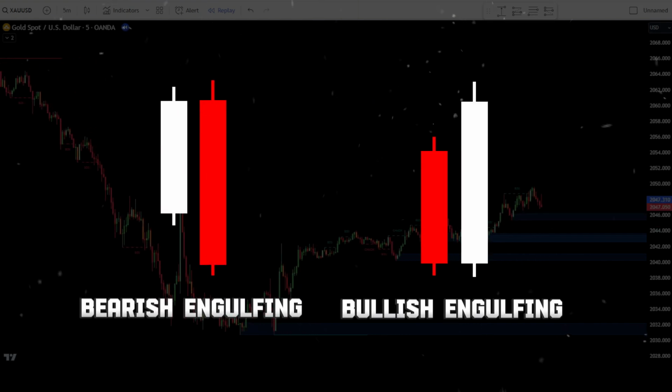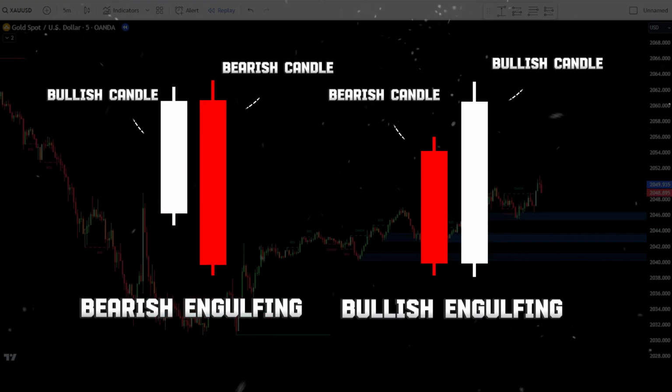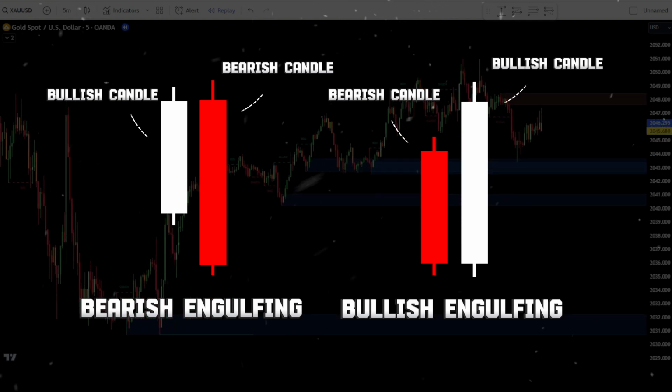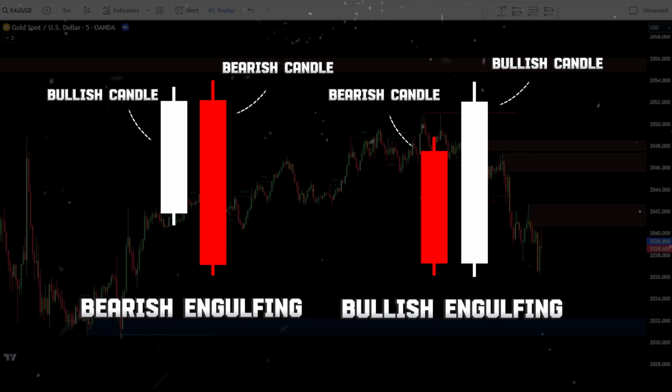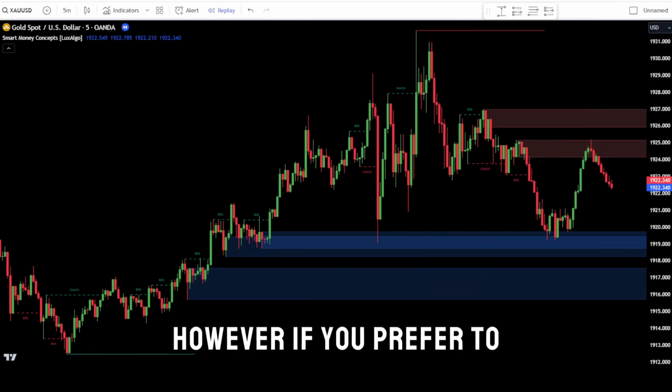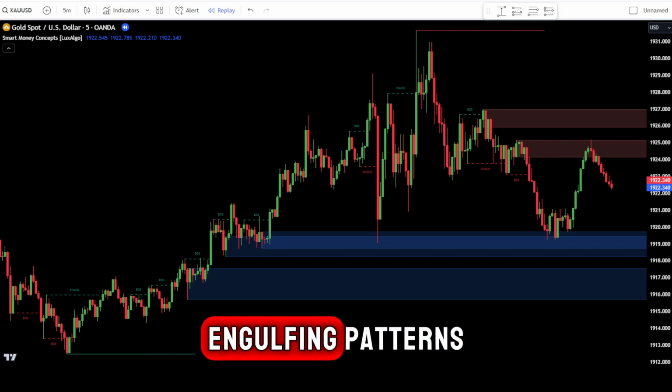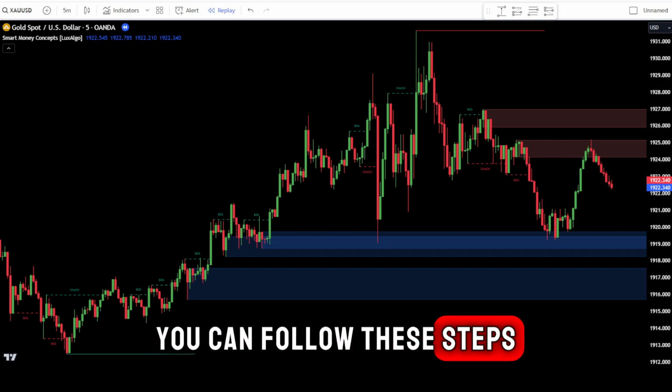By recognizing and understanding these engulfing candlestick patterns, you can make informed decisions about when to enter buy or sell positions in your scalping trading strategy. However, if you prefer to use an indicator to identify bullish and bearish engulfing patterns, you can follow these steps.